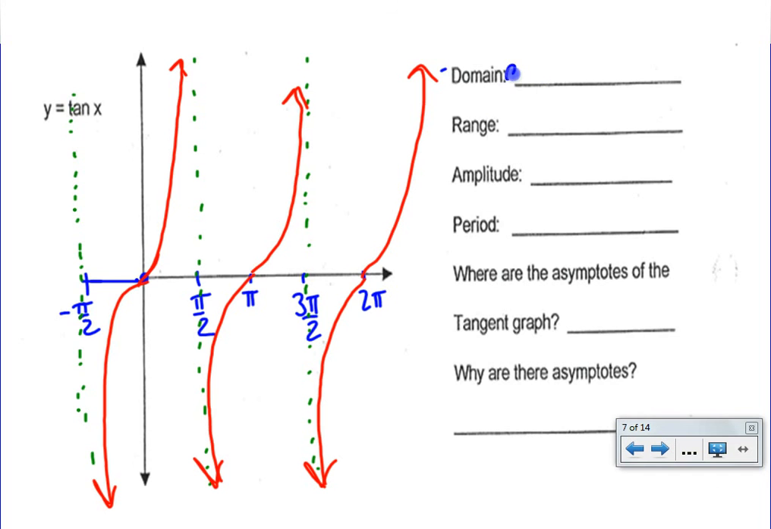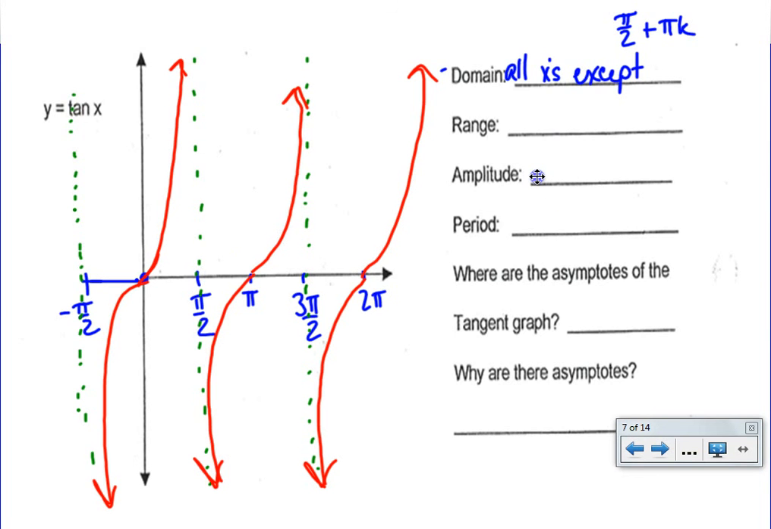Negatory. So it's very similar to a problem earlier. We're going to say all x's except pi over 2 plus pi k. So starting at pi over 2, you jump pi to the next vertical asymptote.